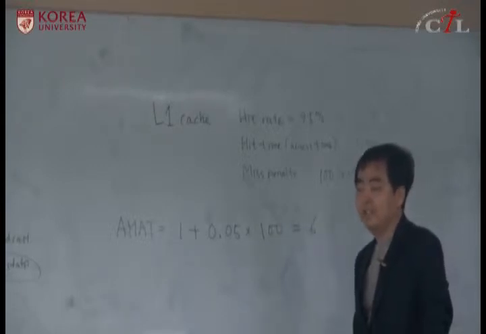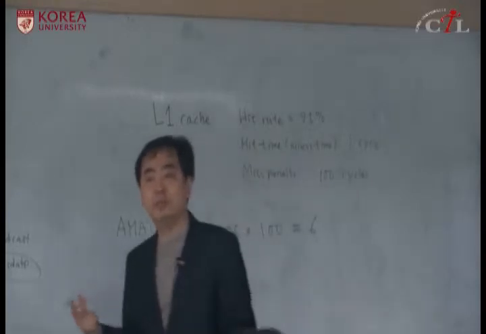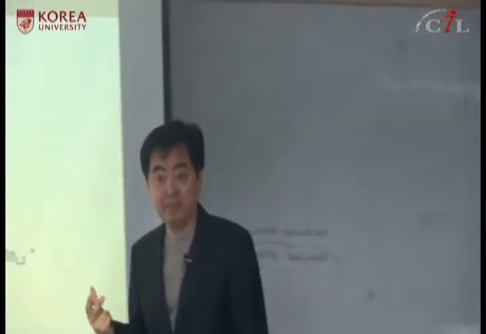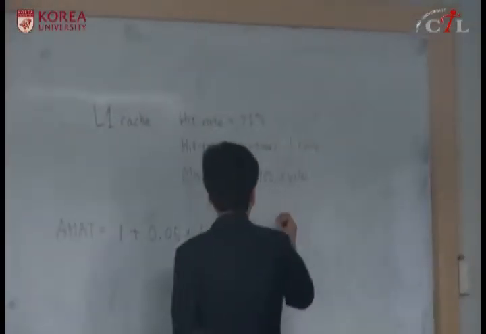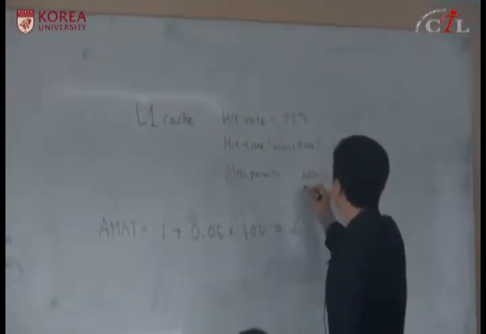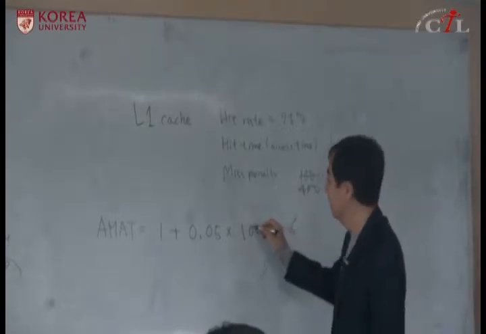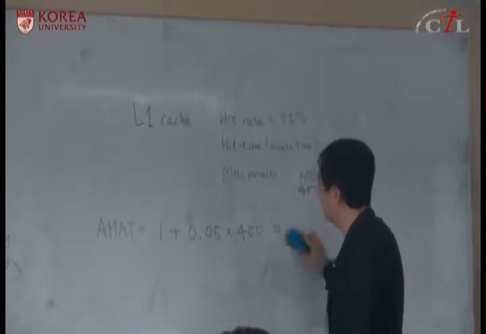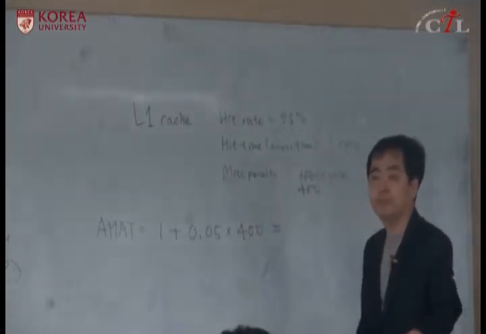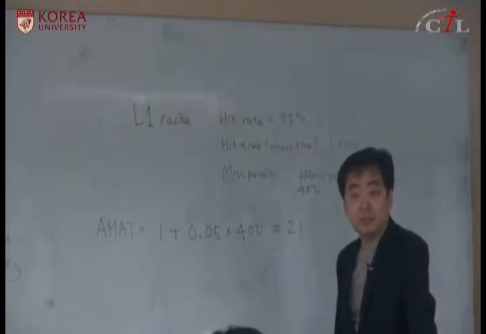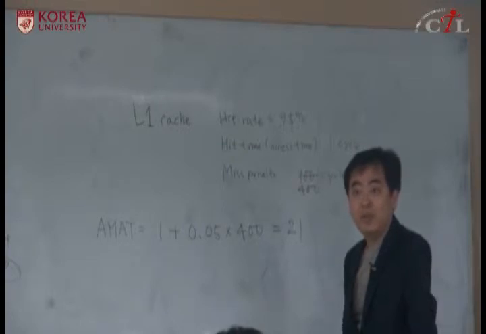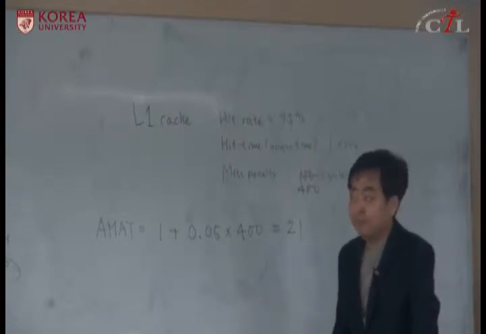Let's say this is too slow. We want to improve this system. Let's change this 100 into 400. Then average memory access time becomes 21. This is usually unacceptable, right? So you have to add another level of cache to improve memory system performance.